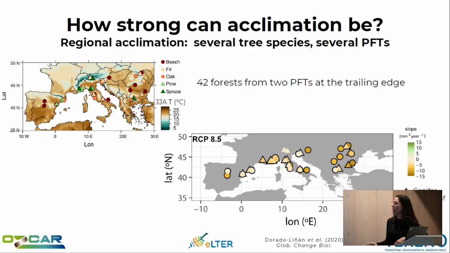These maps represent the slope of the linear regression. Basically, darker brownish colors tell you that the growth reduction is going to be stronger. What we realized just by looking at it is that the forests located in the Eastern Mediterranean were showing larger growth reductions than the others. And that was regardless of the plant functional type. It was the same for conifers and for broadleaves.